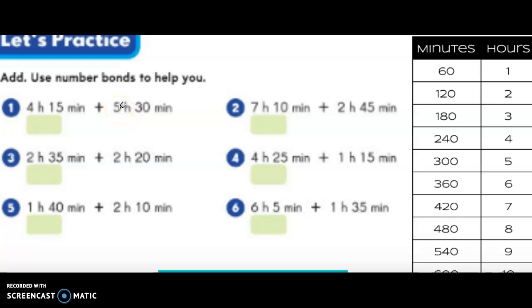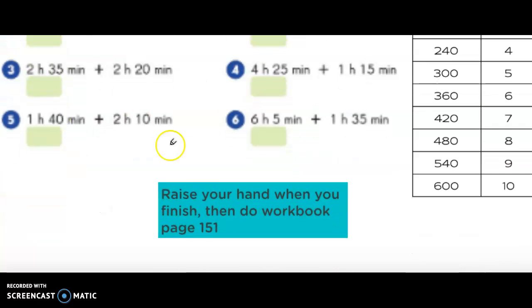So take your time, raise your hand on this slide once you finish, and then you're doing your workbook, page 151, to practice adding time. So try and make sure that you are doing those minutes first, hours second, okay? Good luck.